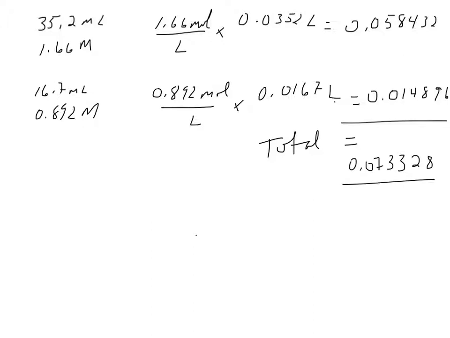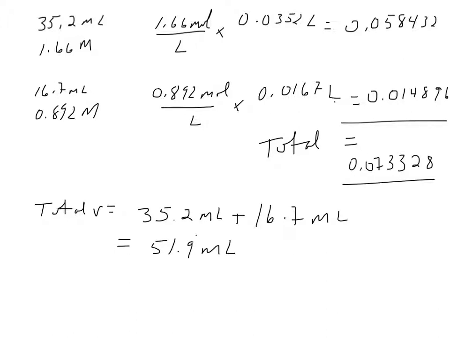Now what's my total volume? So the total volume is equal to the 35.2 milliliters plus the 16.7 milliliters, to give me a total volume of 51.9 milliliters. So I'm going to take this volume in terms of liters, again, because remember, molarity is liters, and divide it into my total number of moles there.